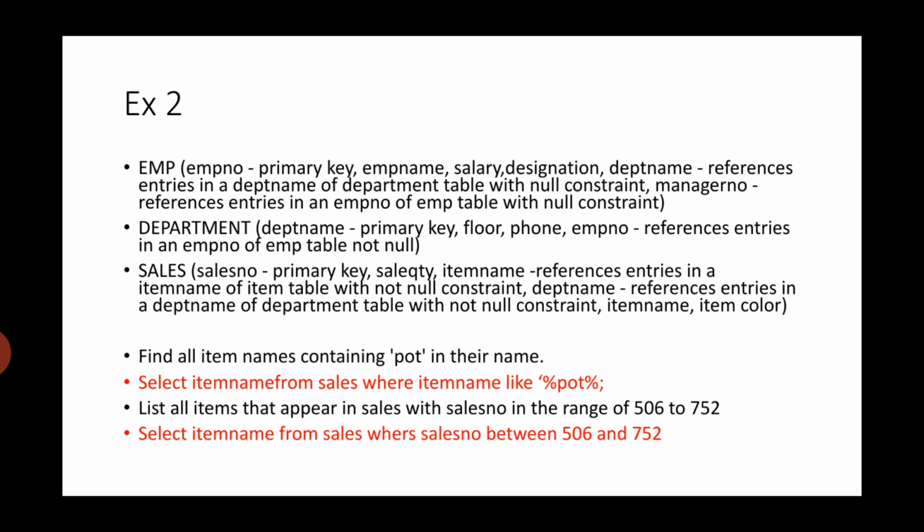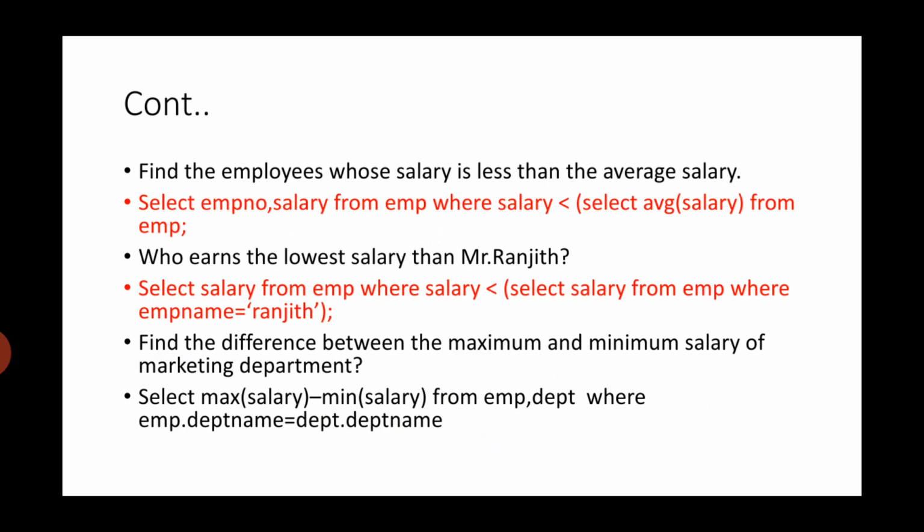List all items that appear in sales with sales number in the range of 506 to 752. It can again go for the between and keyword because I'm having a range of values. So you can go for where sales number between 506 and 752. Third one: find the employees whose salary is less than the average salary. Again, I have to find the average salary of the employees. Then only I can compare the average salary with the salary of the remaining employees. So those who are getting a salary less than the average salary value.